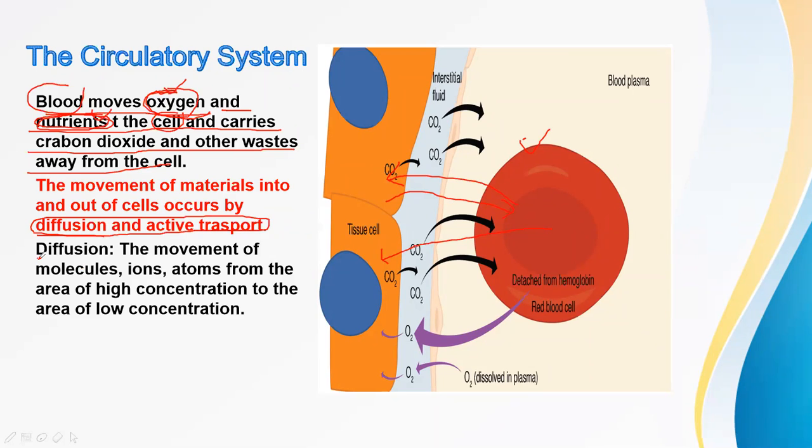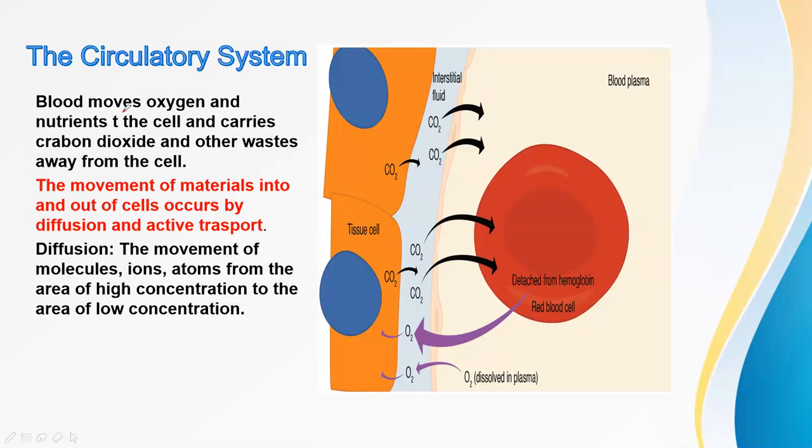Here, the word diffusion is nothing but the movement of molecules, ions, atoms from an area of high concentration to an area of low concentration. So this is diffusion. Just remember it in a simple way: blood carries the oxygen and nutrients to the cell and carries carbon dioxide and other waste away from the cell. Thus you have to remember this one.